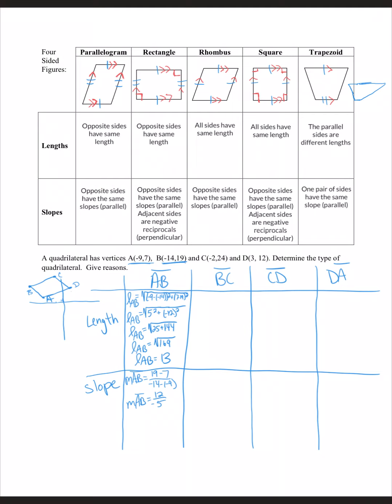So pause the video, work through the calculations for all those other sides. So what's the length and the slope of BC, CD, and DA? And then we'll come back together and see if we can try to determine which four-sided figure we're working with.